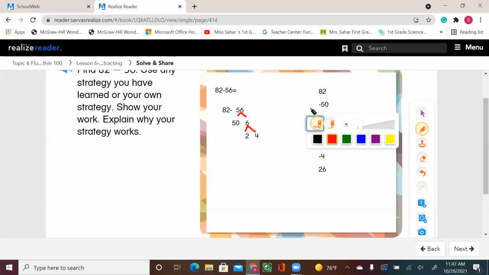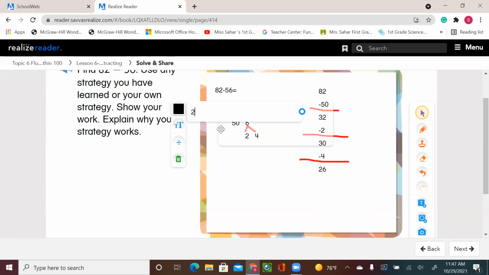Now let me put my line. So now this is minus 2. Now 32 minus 2, I get 30. Then 30 minus 4 equals 26. So 82 minus 56 equals 26. So I'm going to write here 26, and I'll put it here. So for this, I used the break apart, and I also used my side to put all the answers.